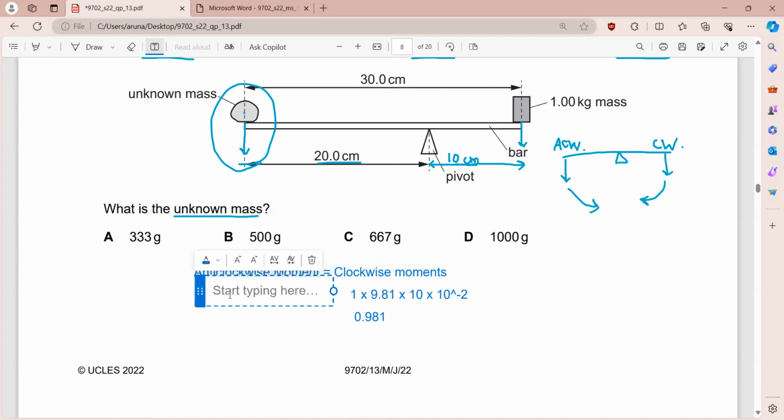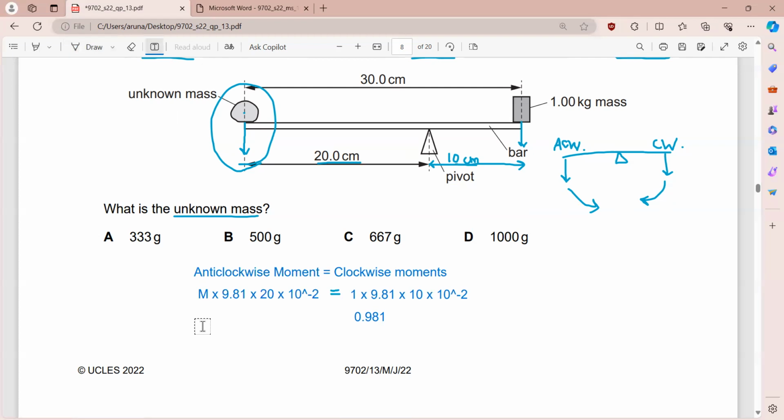So we'll have unknown mass, let's call it M, times 9.81 to get the weight, since we need the mass, not the weight, times distance, which is 20, converted to meter there as well. Always remember, if you're converting on one side, you have to convert on the other side as well. So don't forget that part.